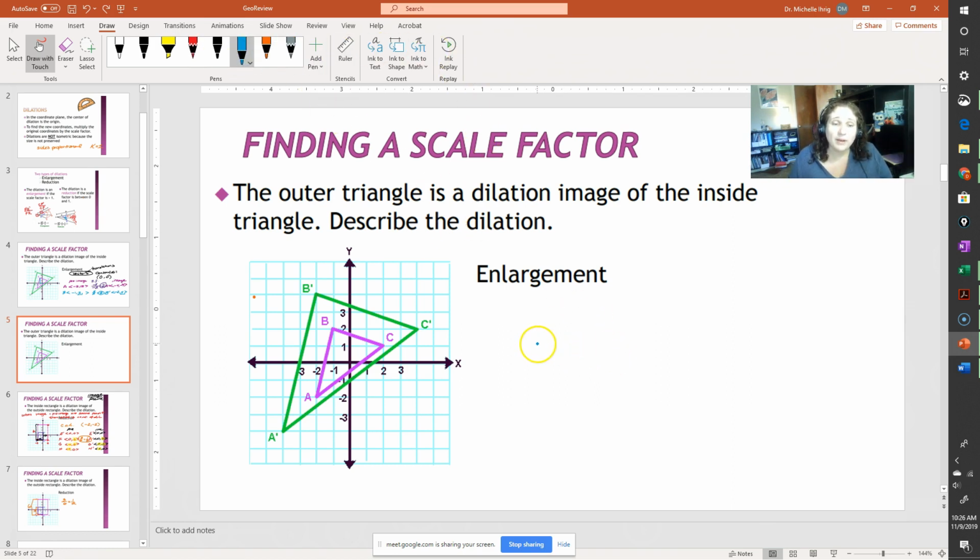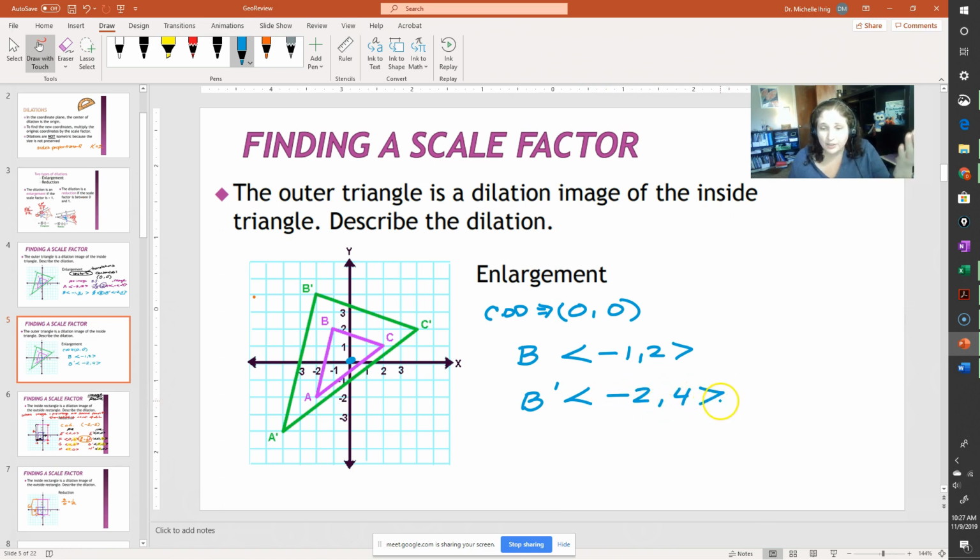And when we look at the point values, again, you find your center of dilation and you just do it for one point. So this is our center of dilation. Here's our COD. So our B is -1, +2. Our B prime is -2, 4 from our center of dilation. So then I would just do 4 over 2 and get 2.